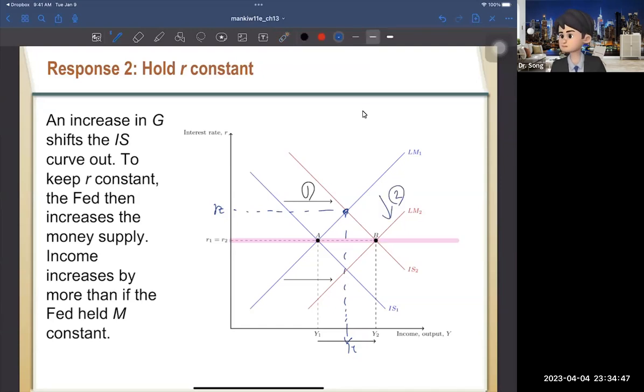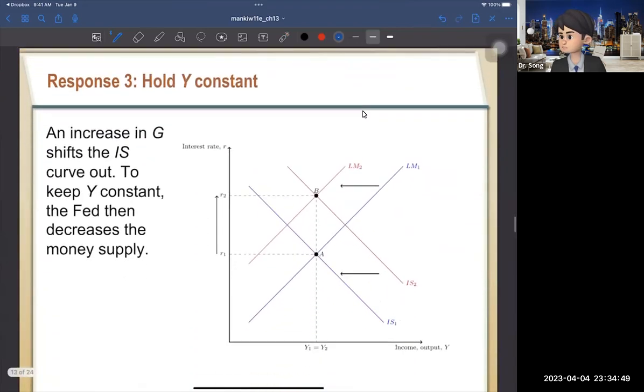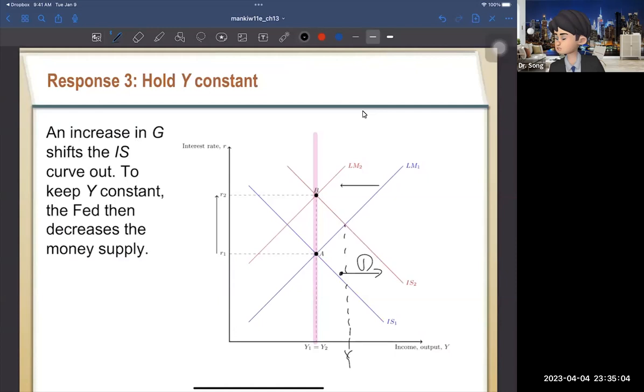And then the third one, this last one. Somehow, the central bank wants to keep this output. So first, there's a typo, the IS curve shifts to the right. Then we're supposed to have the higher output. So let's say this is YT, and higher interest rate RT. But the central bank doesn't want to have this higher output. They want to go back to the original output.